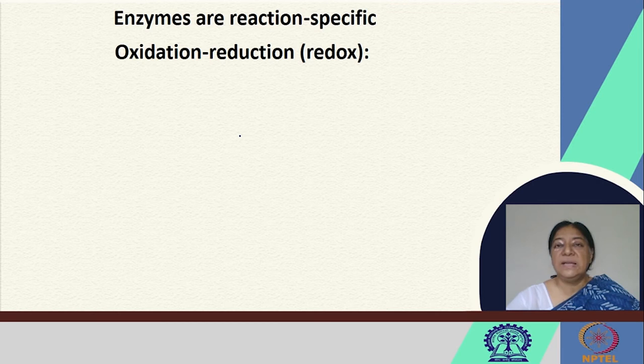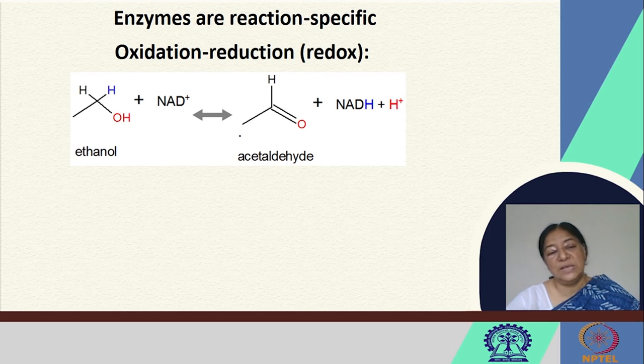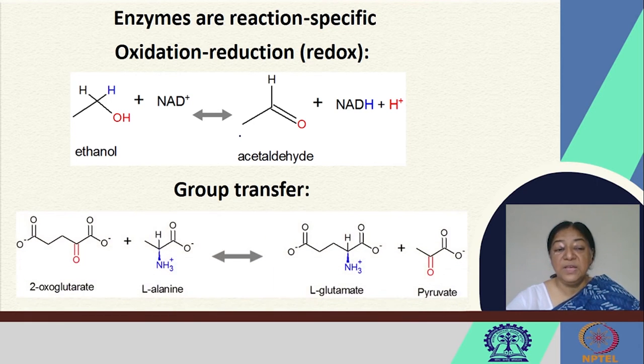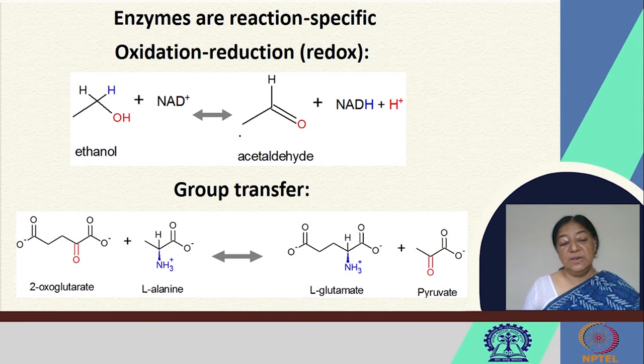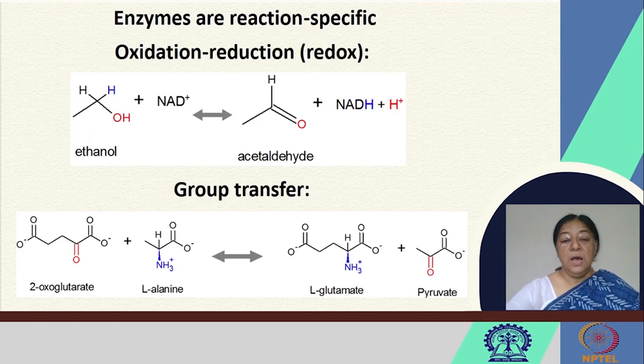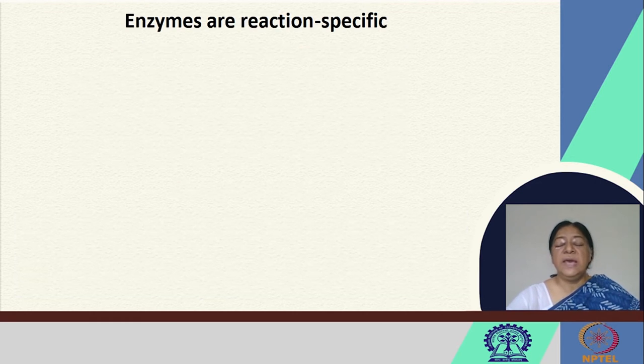So if we are looking at an oxidation reduction, redox type, we would have, say, ethanol go to acetaldehyde. If we are looking at a group transfer type, we would have oxoglutarate, in this case, forming L-alanine, and L-glutamate, where we have a group transfer. Now, all of these reactions, as we looked at in the previous lecture, are important enzymatic reactions belonging to the specific classes of enzymes that we spoke about. So the specific classes have reaction specificity.